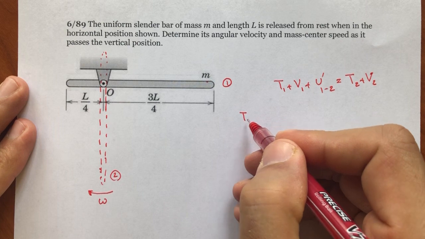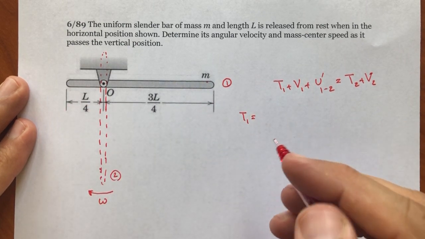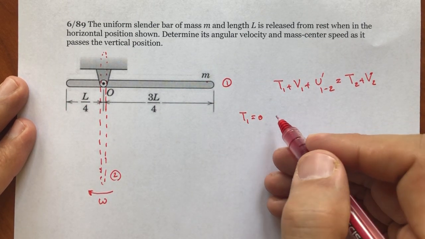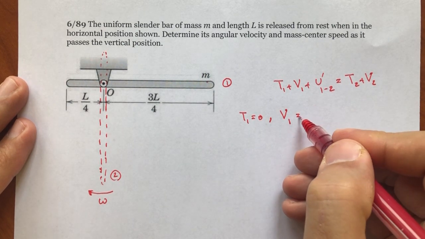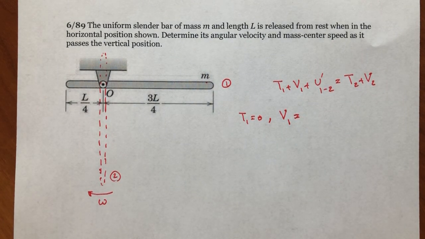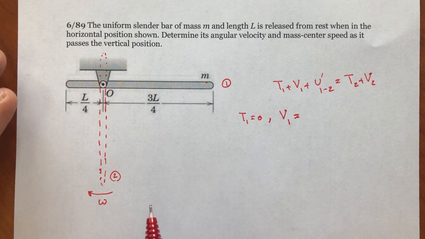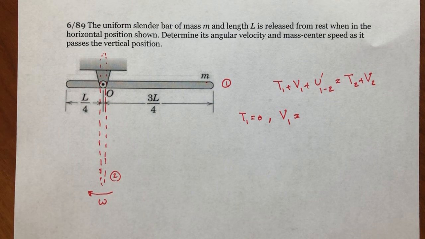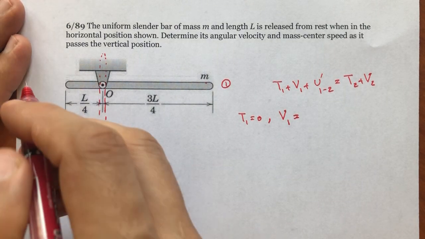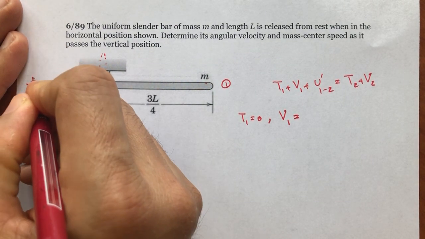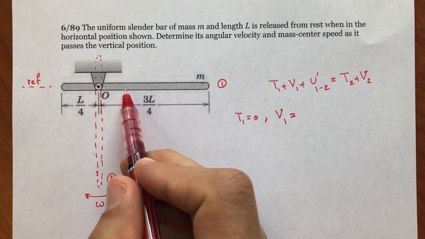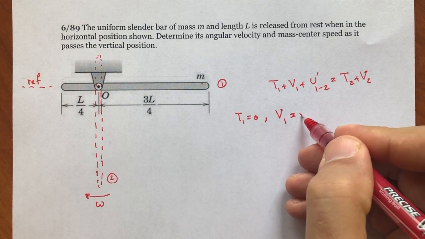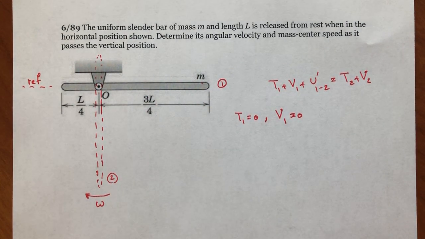What is T1? At the beginning, there is no velocity, so T1, the kinetic energy, is going to be equal to 0. What is V1? When we are talking about gravitational potential energy, we need a reference line. And that reference line is arbitrary. We can put it anywhere we want. Let's put it here, but we have to show it. This is my reference line. If this is my reference line, the potential energy at the beginning is equal to 0 because the height of the centroid is 0.